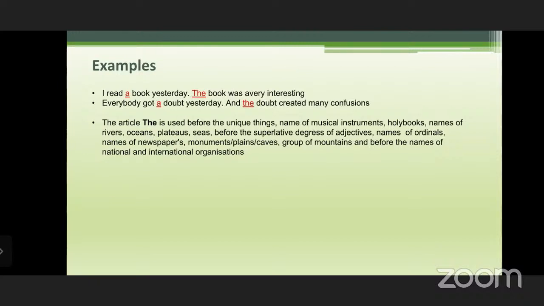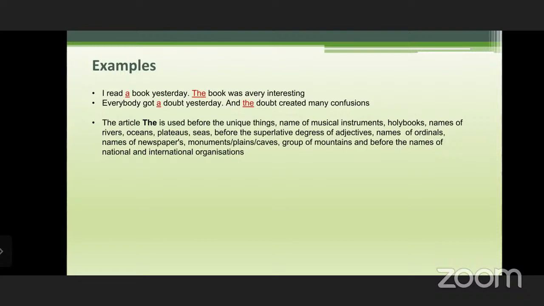For example, dash earth. So, what is the answer? What is the article we get here? Definite article, that is the. Dash moon, the moon. Dash sun, the sun. And we'll see the next one. Names of musical instruments. So, do you know the names of musical instruments? Yes, piano, flute, guitar. So, those are all names of musical instruments. So, which article do you use? So, the article, definite article, the.